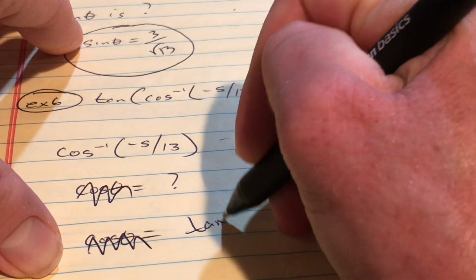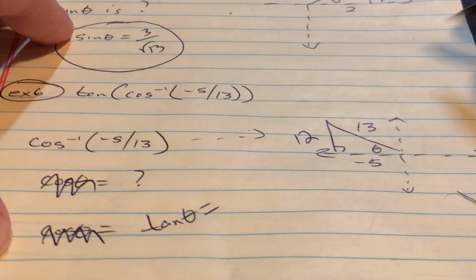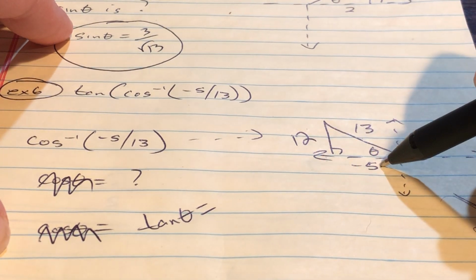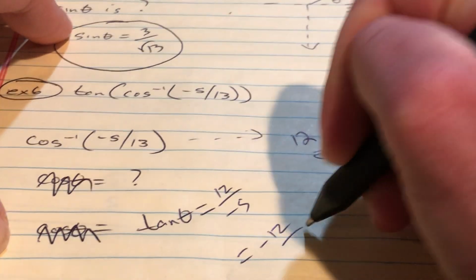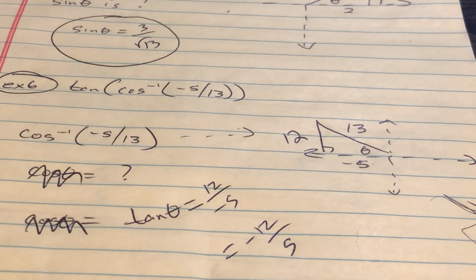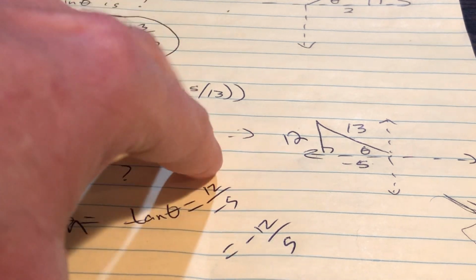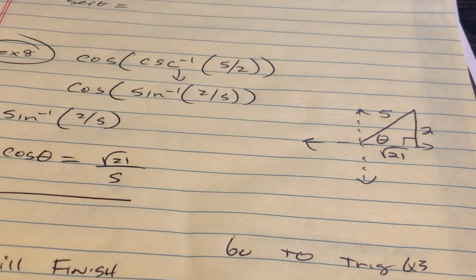Tangent theta. Tangent theta is opposite over adjacent. All right, negative 12/5. Look at that. This will take a few examples. All right, this might take 2 days, but we can do that.